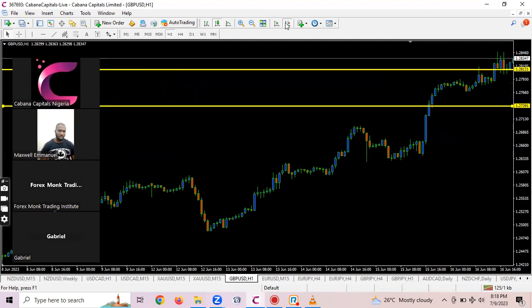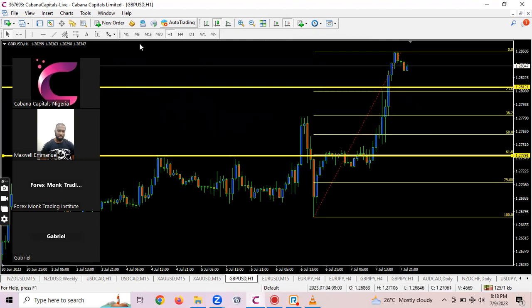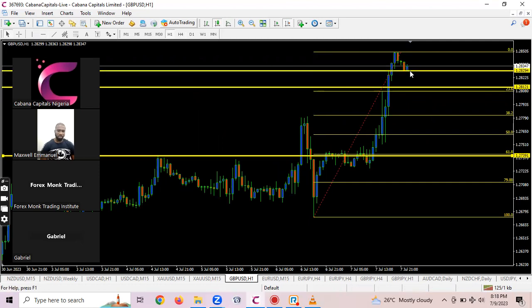So this is how I'm going to trade GBP USD. If a 4-hour candle closes below this support, I would sell. My stop loss will be a few pips above this level, and my target will be level 50. I won't wait for price to get to this level before I exit my trade. I will set my TP at level 50.